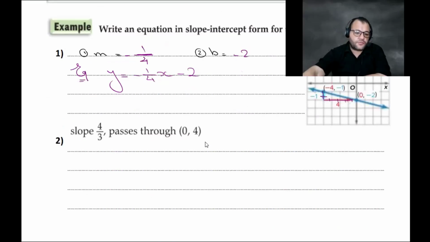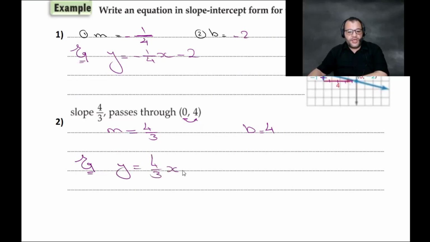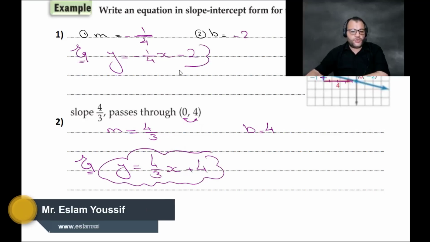No. Okay. For number 2, we need to write the equation. As we said, to write the equation, we need to find the slope and the y-intercept. What is the value of the slope? 4 over 3, from the given. And what is the y-intercept? 4. How do we know that the y-intercept is 4? Because when x is equal to 0, y is equal to 4. You said that the y-intercept is the value of y when x is equal to 0. So the equation that we have now will be y equals 4 over 3x plus 4. And that is the equation that we need to write. Any problem for this one?